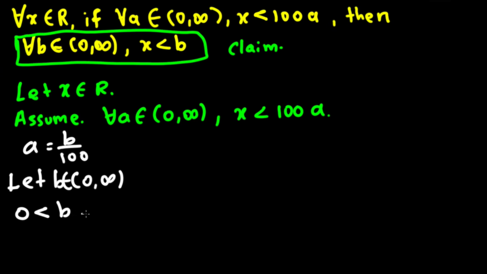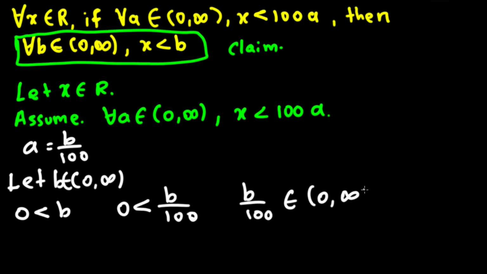If b is greater than 0, then we can say 0 is less than b over 100, because b is greater than 0. It means b over 100 also greater than 0. Then we can say b over 100 also belongs to 0 to infinity. Okay, now we have this one.